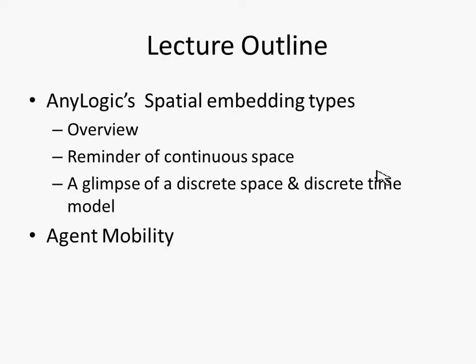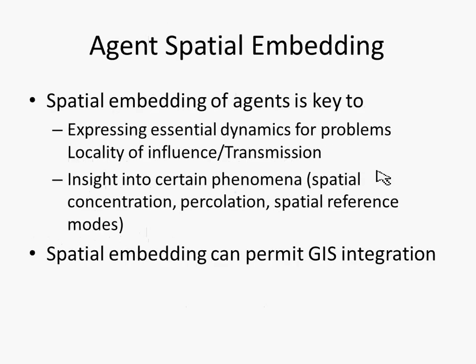AnyLogic supports a variety of embedding types, and also supports mobility over those spaces. So we can embed agents, for example, to capture dynamics of local transmission over space, and to understand spatial patterns of the sort we saw in the very first model we used in the workshop. And this sort of spatial embedding can permit some linking with GIS data.